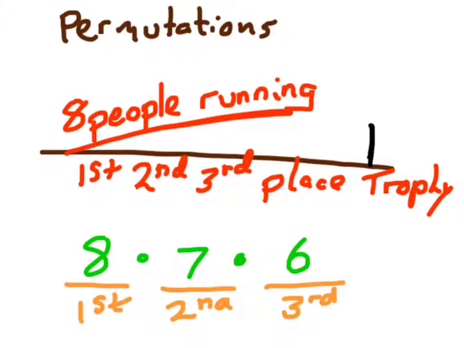8 times 7 times 6 means that there's actually 336 different possible outcomes for this race of people standing up on the podium, winning those trophies. Well, that's a lot better than the 40,000 we got rearranging 8 people in a room. But still, it's a lot of options. But there's another way to think about this.